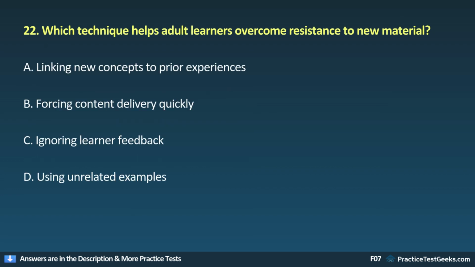22. Which technique helps adult learners overcome resistance to new material? A. Linking new concepts to prior experiences. B. Forcing content delivery quickly. C. Ignoring learner feedback. D. Using unrelated examples.